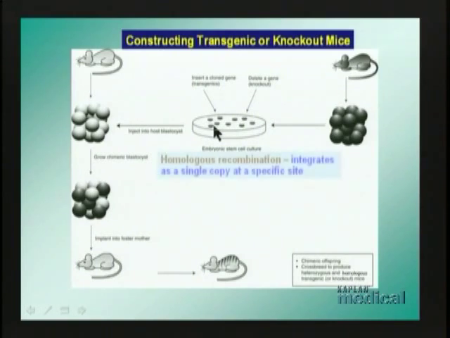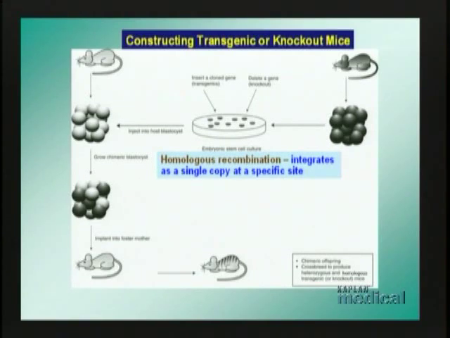And importantly, homologous recombination will take place, in which that gene will integrate into a particular site of a chromosome as a single copy. So that gene, by homologous recombination, integrates as a single copy at a specific site on a specific chromosome. Now, how is that done? Those are details that you don't have to know. But importantly, you're taking a gene and inserting it at a specific site in a single copy.